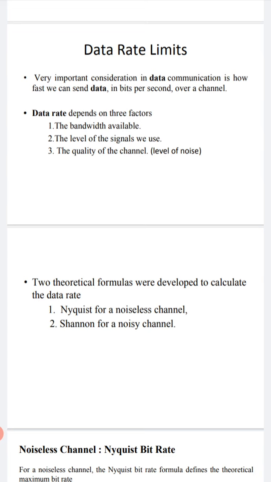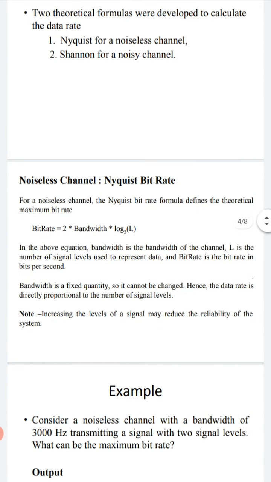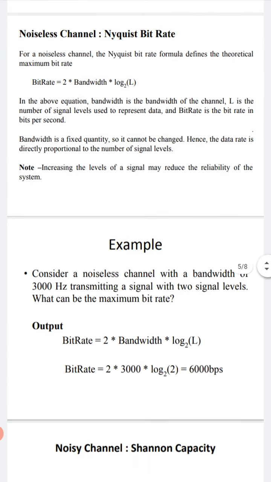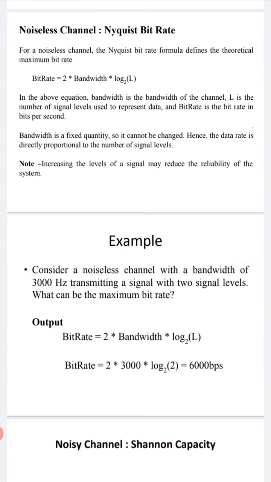Two theoretical formulas were developed to calculate the data rate. First one, Nyquist for a noiseless channel. Number two, Shannon for a noisy channel. But when you send data over the network, some noise is always added to the signal. So these are the two theoretical formulas to calculate the data rate. First, we move to the noiseless channel.